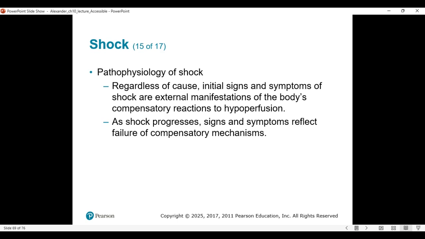Pathophysiology of shock. Regardless of the cause, the initial signs and symptoms of shock are external manifestations of the body's compensating reaction to hypoperfusion. So the signs and symptoms are the body's way of compensating for that hypoperfusion, trying to get back into that homeostasis. As this progresses, the compensatory mechanisms will fail. So our vital signs are going to reflect that. We talked about earlier, one of the first signs is our blood pressure is going to start to drop.